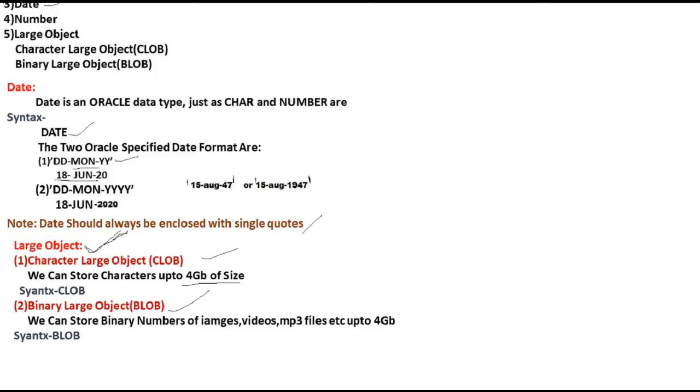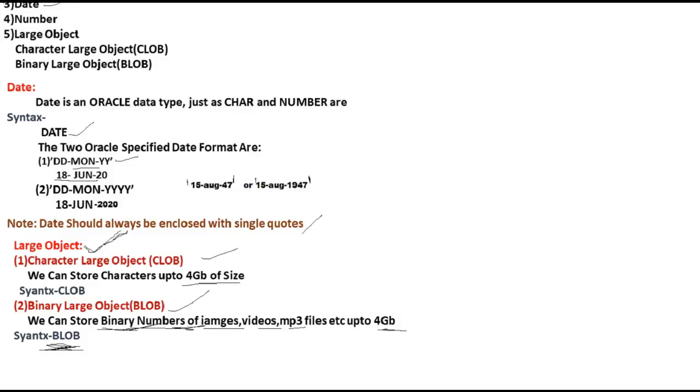What is binary large object? Binary large object is used to store binary data of images, videos, mp3. Suppose you want to insert mp3, videos, or images in your database, then you will store that in the binary file format. You can store up to 4 GB in BLOB. The syntax is just simple, write only BLOB. If you write BLOB, you can store 4 GB of binary data inside that variable.